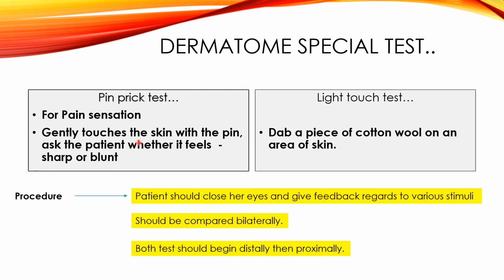The second is the light touch test. We dab a piece of cotton wool on an area of skin and ask the patient whether they feel it or not. This test is done for light sensation. The procedure is that the patient should close their eyes and give feedback regarding the various stimuli, and the sides should be compared bilaterally. Both tests should begin distally, then proceed proximally. This is the method for doing the sensory test.